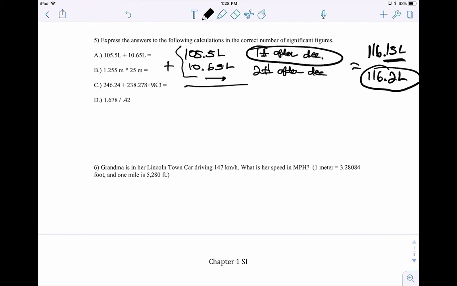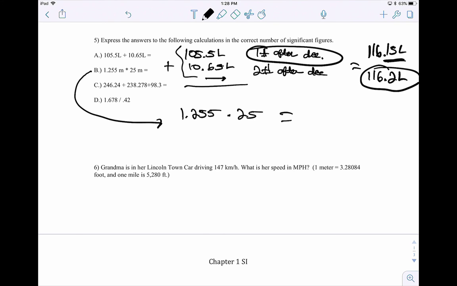Now let's work B with multiplying and dividing. So the rules for multiplying and dividing are just a little bit different. Instead of worrying about the numbers that come after your decimal, you worry about the total amount of numbers in each of the given values. So you have 1.255, that's 4 values. Again, you're not worrying about numbers after the decimal in multiplication and division, times 25.